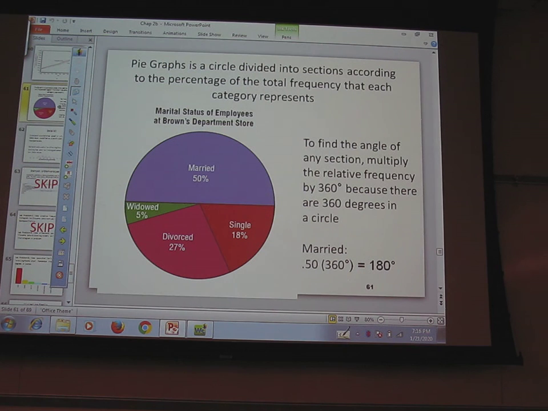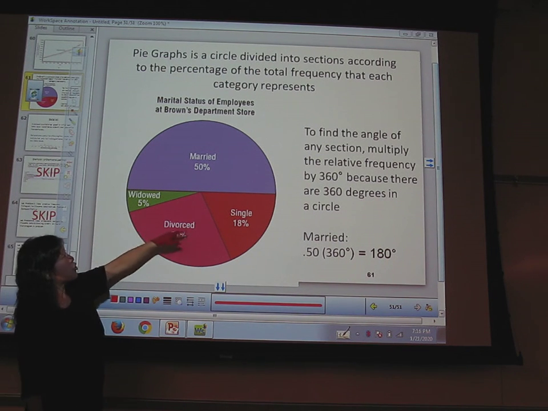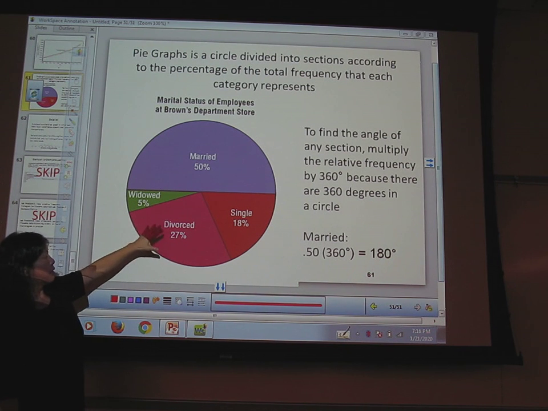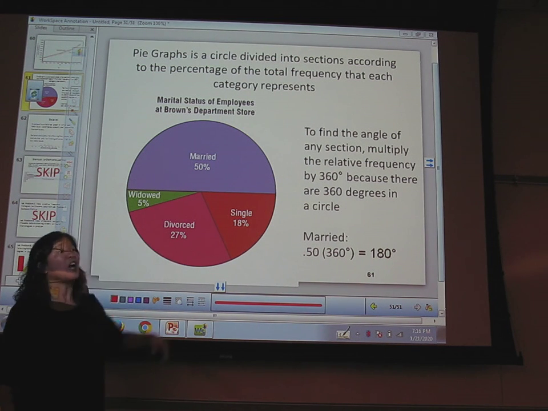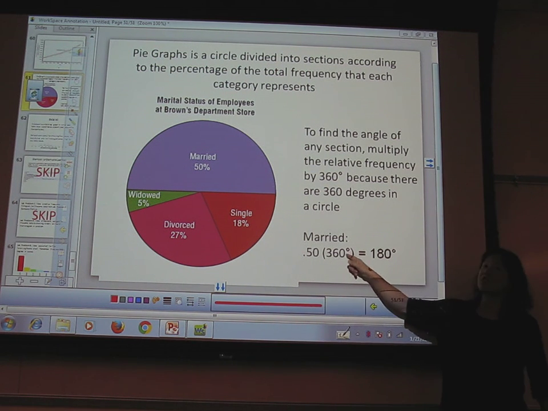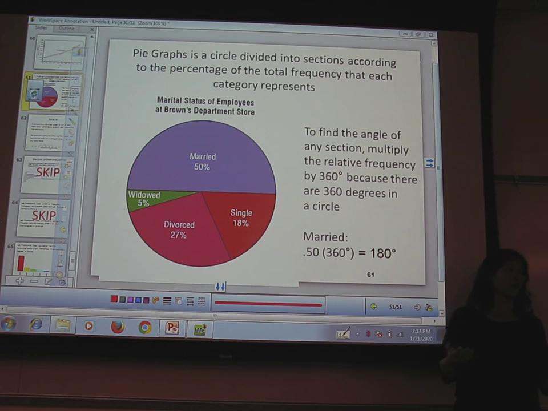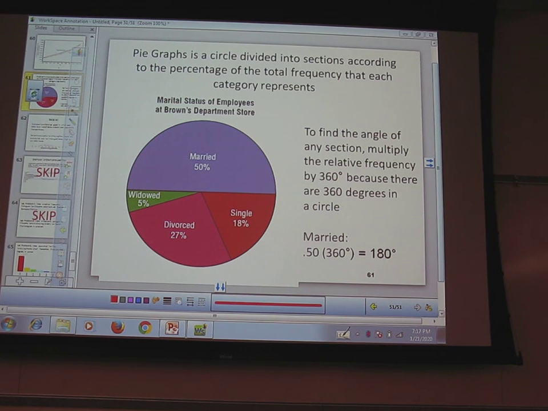And then we have pie graphs. A circle represents 100% of your data, and the percentage in each category corresponds to how much is in there. So married, 50%, half the pie is marriage. How do you figure out how many degrees that is? You take the percentage and multiply by 360 degrees, because there are 360 degrees in a circle. If you do 100%, it's 360. So you multiply those to tell you how many degrees are in each slice. You need to know that also for your project.